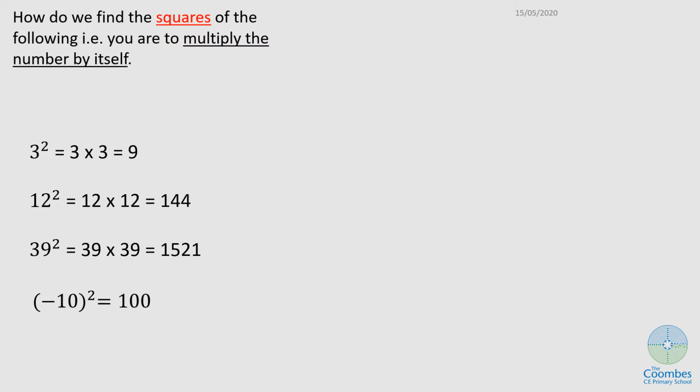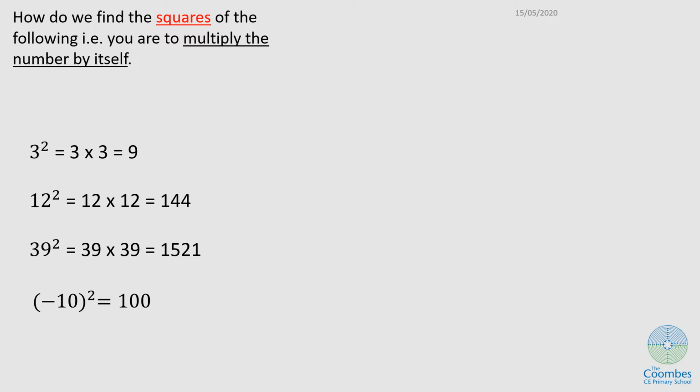How do we go about squaring these numbers here? Now, 3 squared is written as 3 raised to the power 2. So this 2 here means power of 2, and what that means is 3 times 3. And 3 times 3 is 9. Now, 12 raised to the power 2 means 12 times 12, which is 144. And 39 squared means 39 times 39, which is 1521.